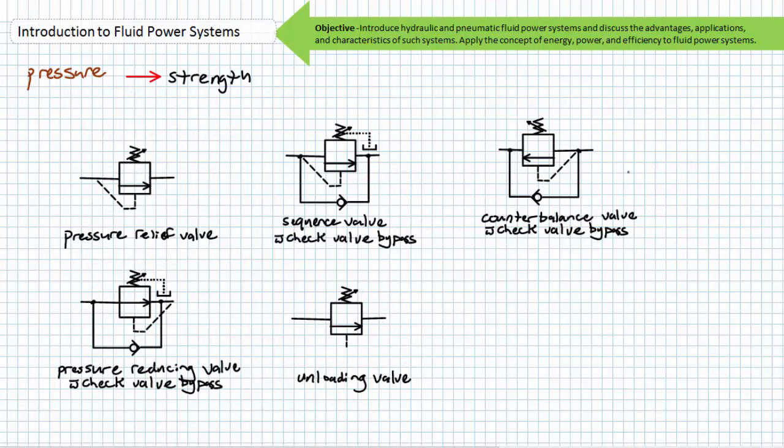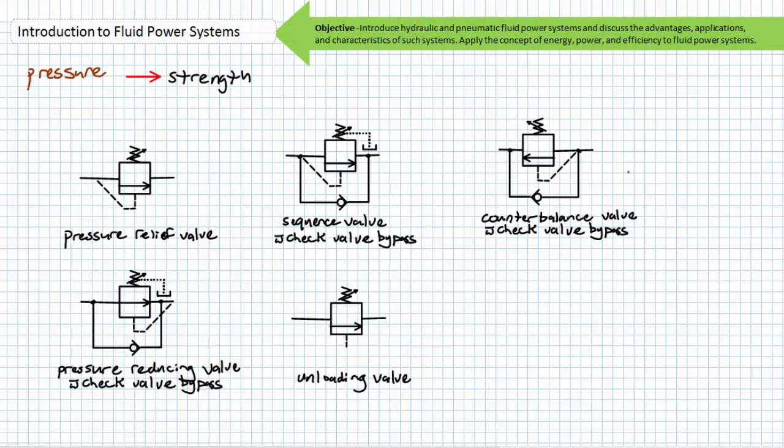Returning to our previous discussion on fluid power properties, let's briefly discuss how these properties are controlled and measured by a fluid power system to perform a task. Pressure, the property that influences the actuation strength of a fluid power system, is largely governed by pressure control valves. Pressure control valves include, but are not limited to, pressure relief valves, sequence valves, counterbalance valves, pressure reducing valves, and unloading valves.